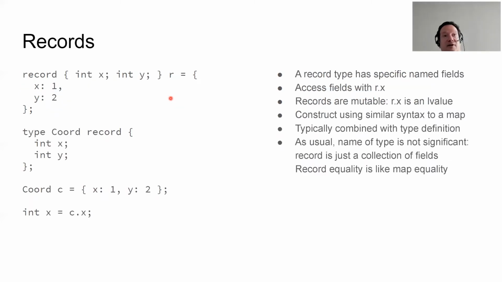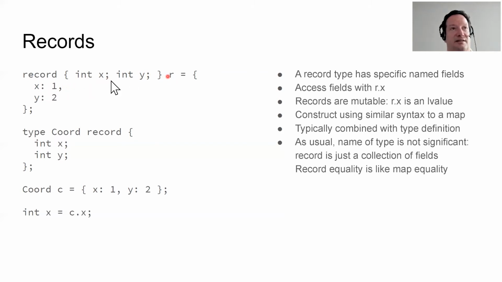We also have a record type. Now, record type is a bit different in that with a map, you don't get to control what your keys are. A map, you can have any string. Whereas with record, we're saying we've got these specific keys. So here we have a record with keys X and Y.